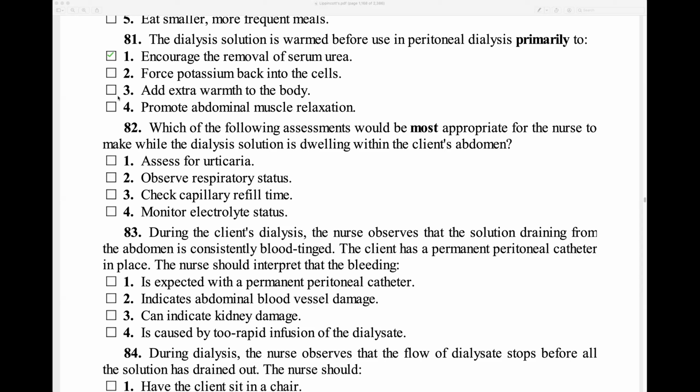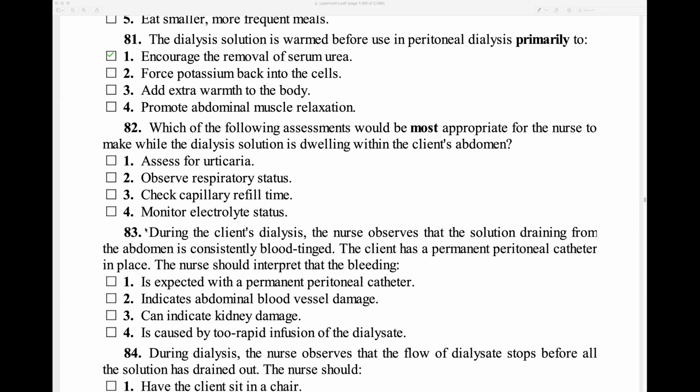So helping the body to remove that urea from the blood is going to be more effective if the solution is warmed. Okay, remember we do not use a microwave to warm solution. Solution for peritoneal dialysis should be warmed to body temperature in a warmer or with a heating pad. Do not use a microwave. Dialysate is warmed to promote removal of serum urea, but also keep in mind that using cold fluid could increase discomfort.